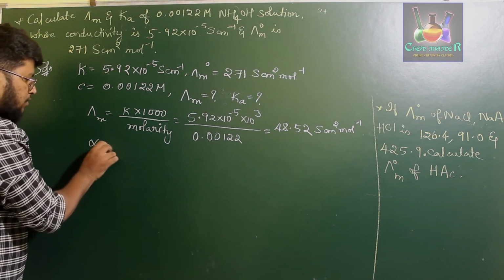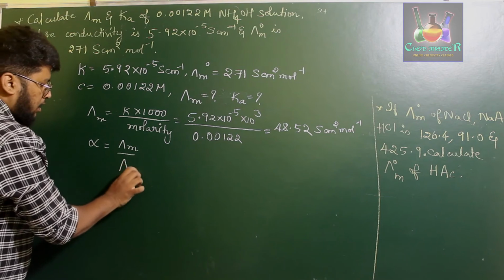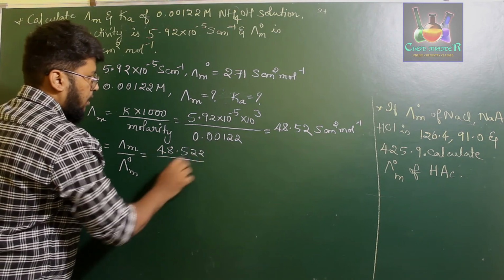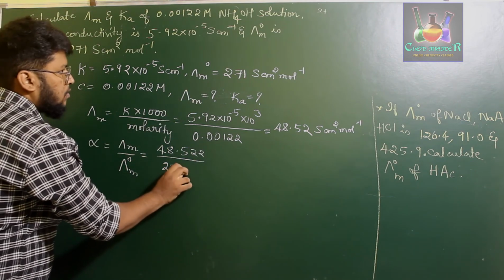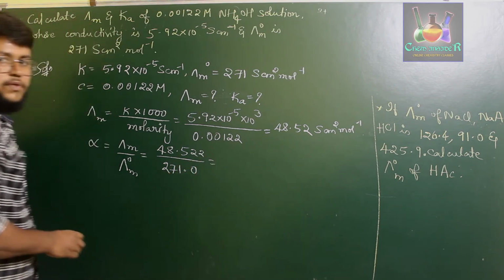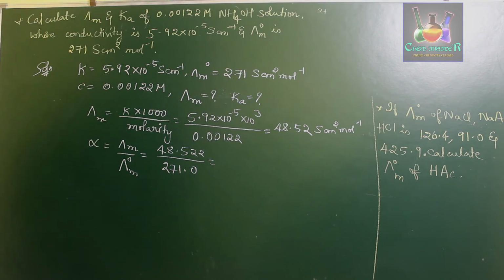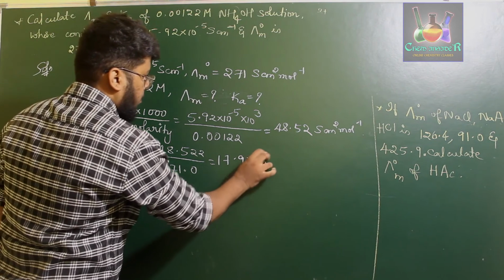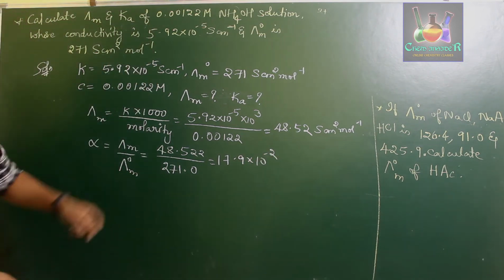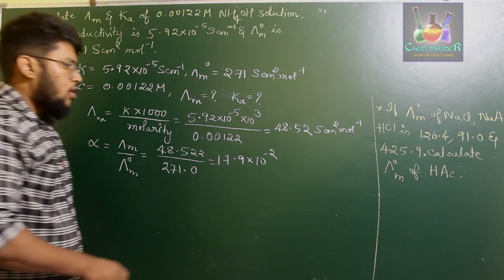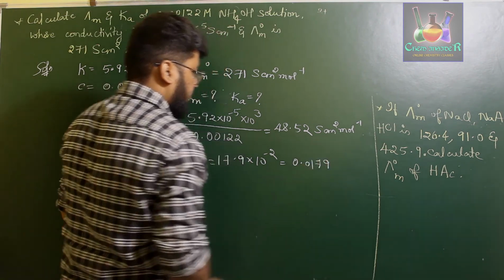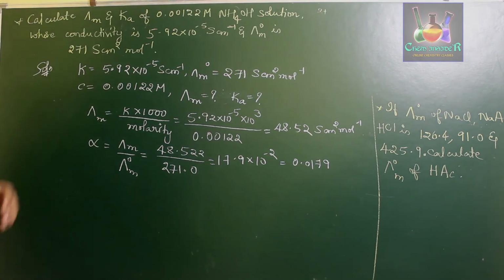Next we'll find out the value of alpha, that is lambda m divided by lambda m naught, which is equal to 48.52 divided by 271.0, which gives us the value 17.9 into 10 power minus 2, or you can also write this as 0.0179. So this is the value.